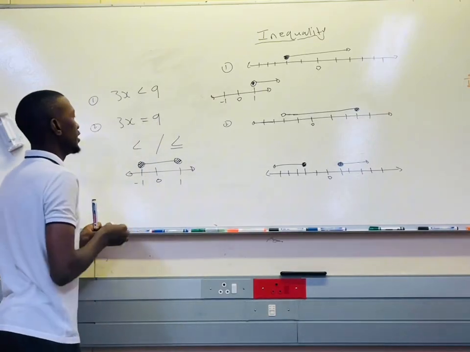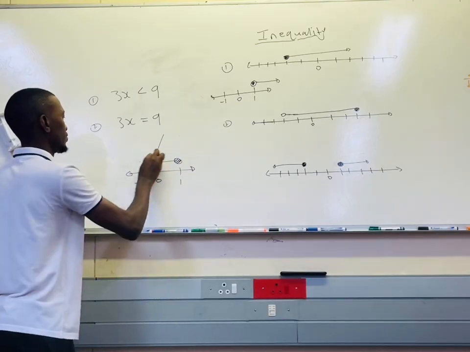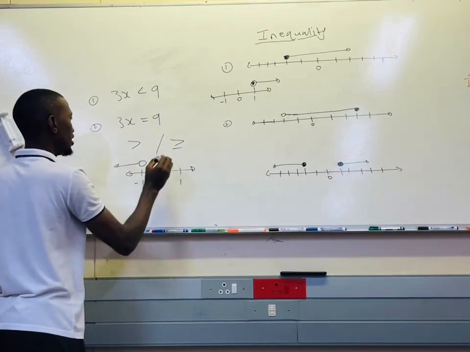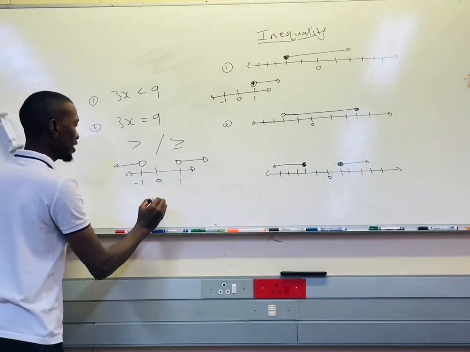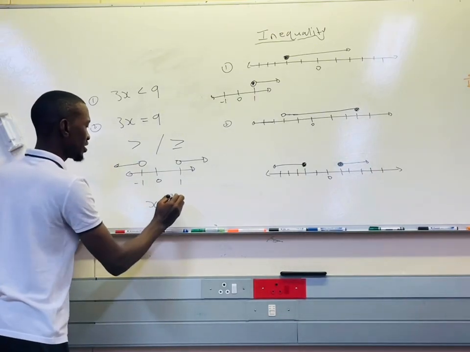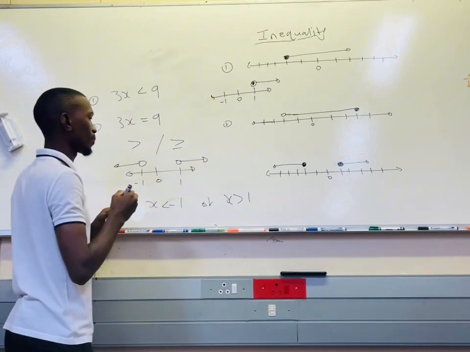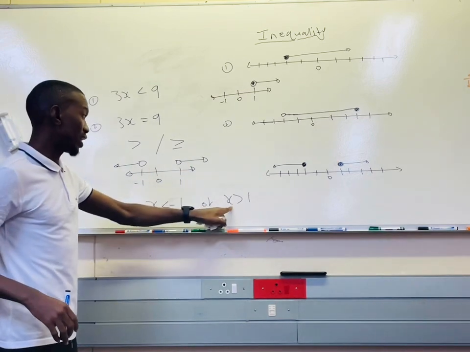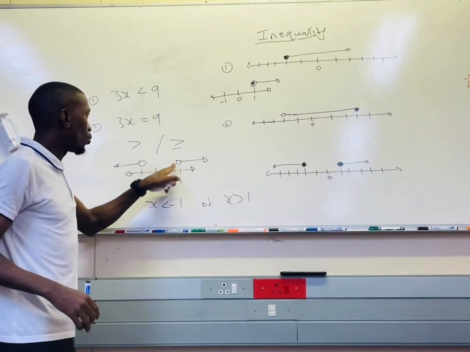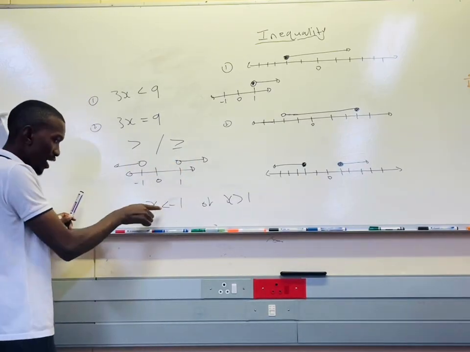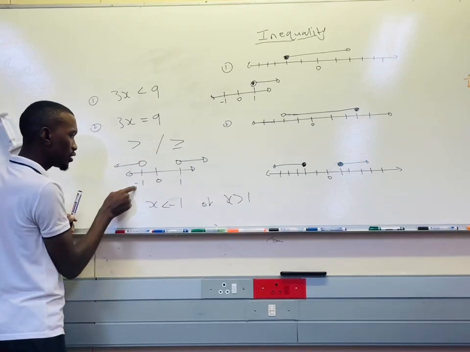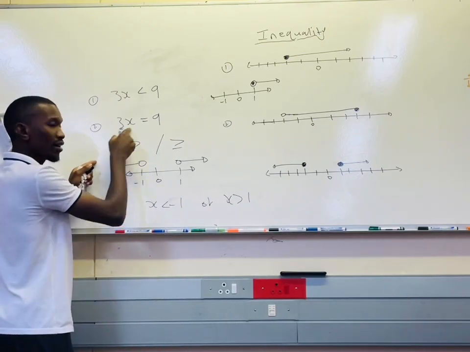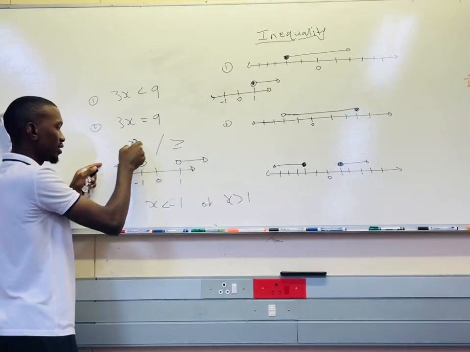And then, let me try to deal with this one. I see greater than, and I see greater than or equal to. So I can have this going there, and this going there. I'm going to say x is less than negative 1, or x is bigger than 1. What happens here is that we're looking for all the values that are greater than 1, excluding 1, so I'm using the greater sign. And x is less than negative 1, excluding it. These two go with the inequality sign.